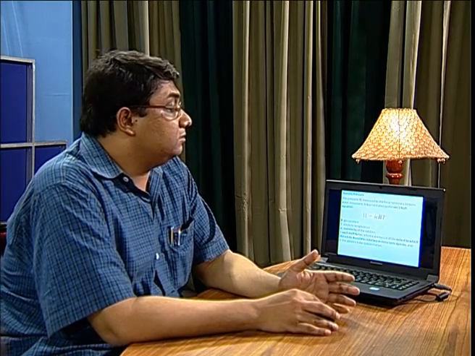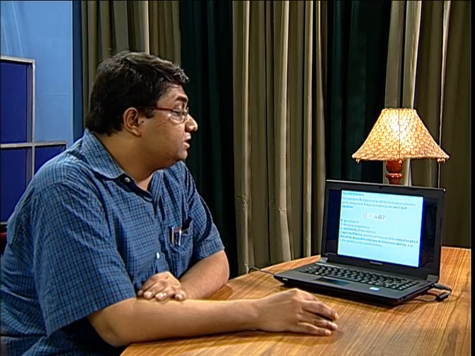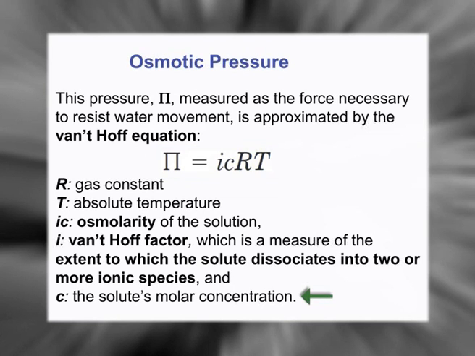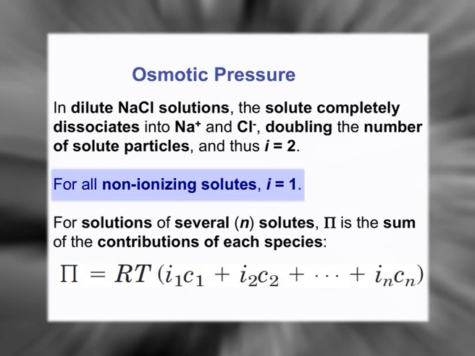Van 't Hoff's equation describes the mathematical expression of pi equal to iCRT, where R is the universal gas constant, T is absolute temperature. The product iC is called the osmolarity of the solution, where i is the Van 't Hoff factor, which is the extent to which the solute dissociates into two or more ionic species, and C is the molar concentration of the solute. Now strong electrolytes like sodium chloride in a dilute solution dissociate completely to two particles, that is two ions here, Na plus and Cl minus. So effectively i here will be 2. On the other hand, for a non-ionizing solute like, say, glucose, which will never dissociate, i will always be considered as 1.